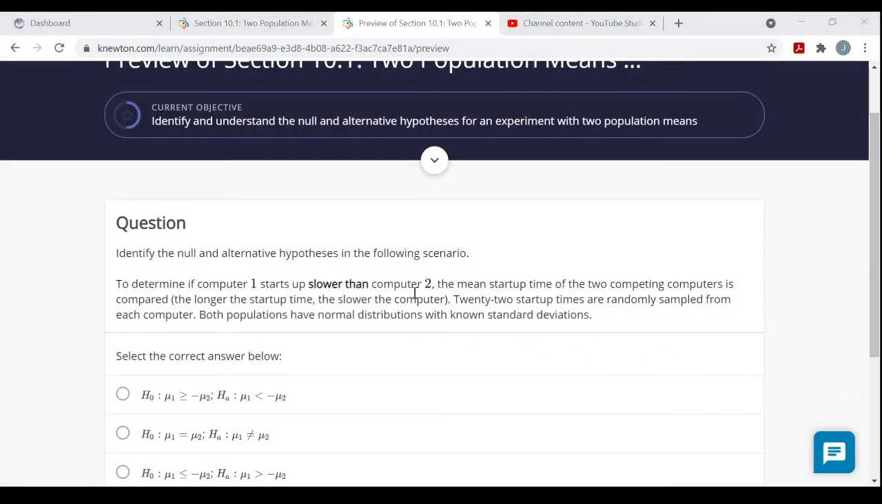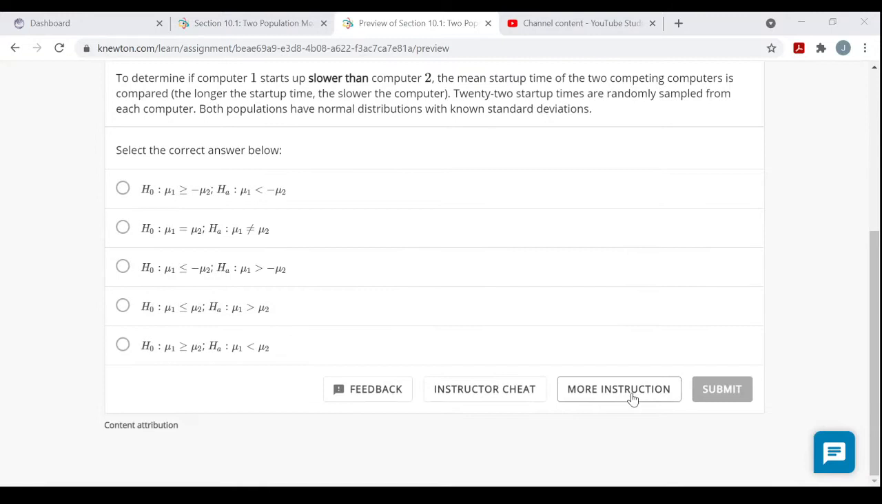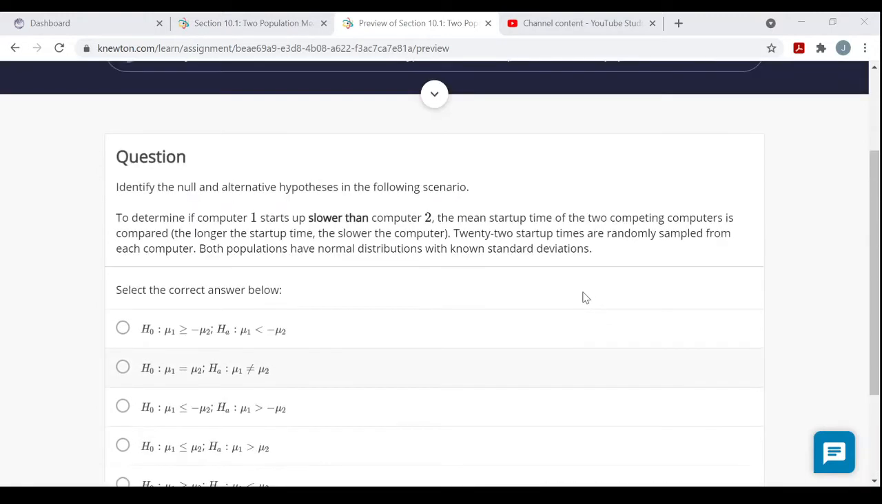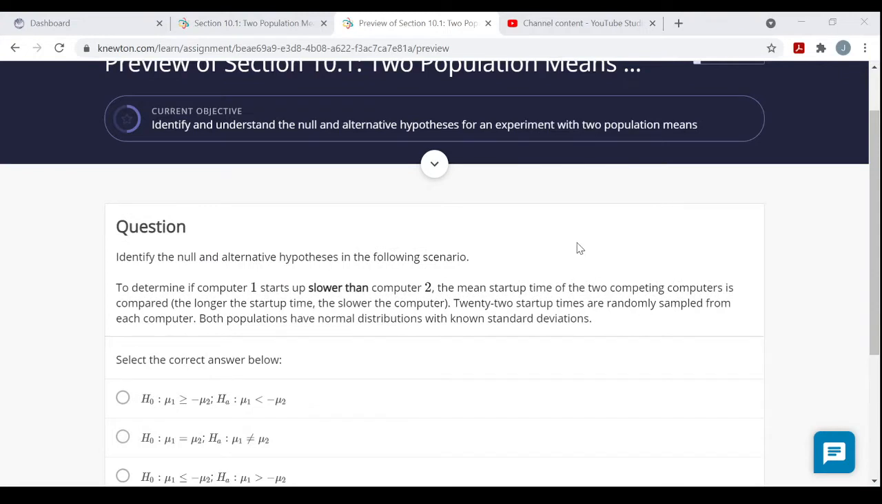Again, you might not see exactly the same problems I am, but the way you would go about them would be similar. So again, if you're unfamiliar with the topic, want to see more about what they're telling you, click on more instruction down here and look at their videos, their notes, their examples. Hopefully those help you out. So again, we're asked to identify the null and alternative hypotheses in the following scenario.